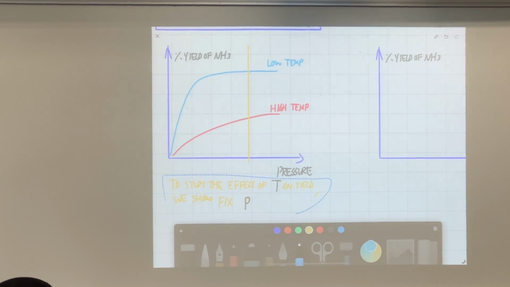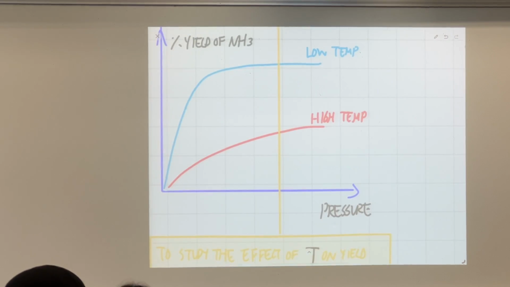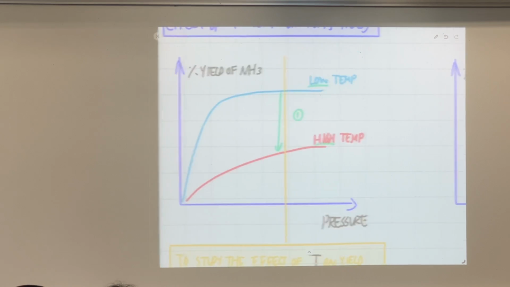And then we look at how changing temperature would affect the graph. Can you tell me at this pressure, what happens when you increase the temperature? So when you increase the temperature from low to high, what happens to the yield?